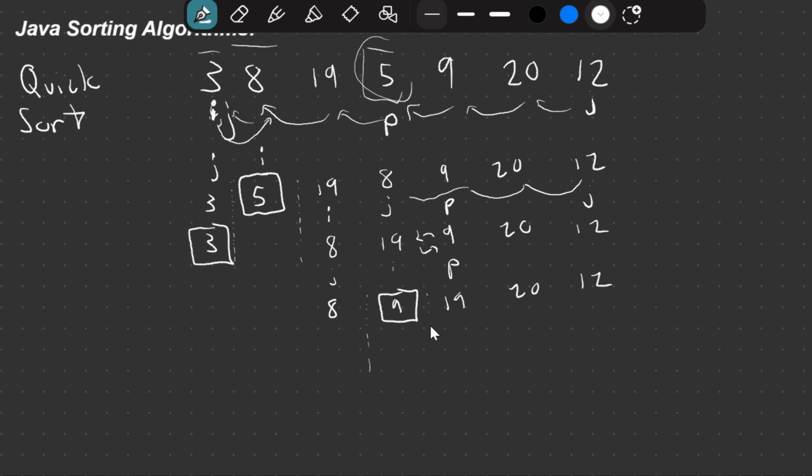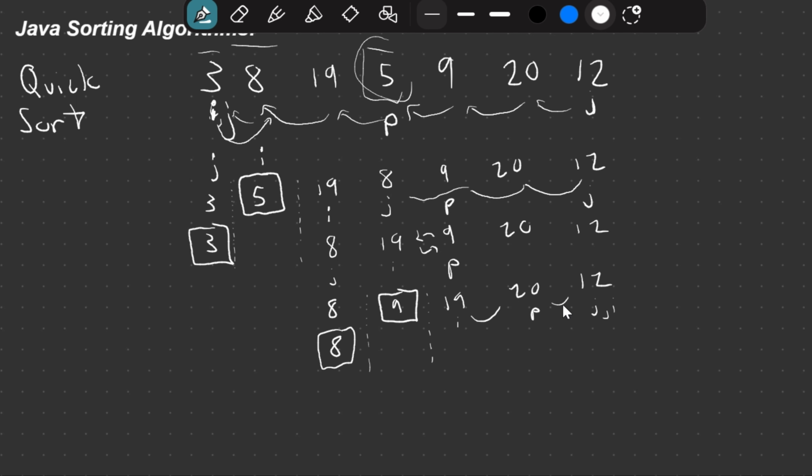We're going to split it to the left, to the right. 8 is by itself, that gets locked in. And we're going to repeat the process for these final 3 elements. We're going to move J whenever it's greater than or equal to P. Doesn't move at all. We're going to move I whenever it's less than or equal to, which it moves, and then it moves again, so I becomes here.